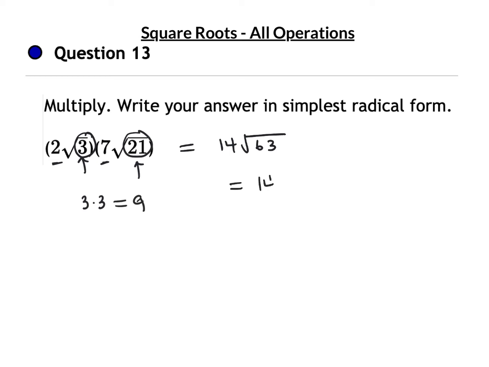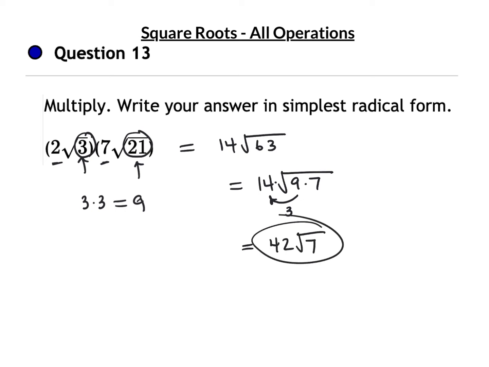I'll rewrite this as 9 times 7. That's what 63 is. The square root of 9 goes out front as a 3, and there's times there. 3 times 14 is 42. 42 root 7 is the answer.